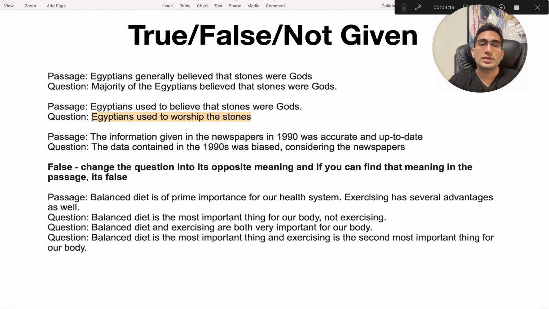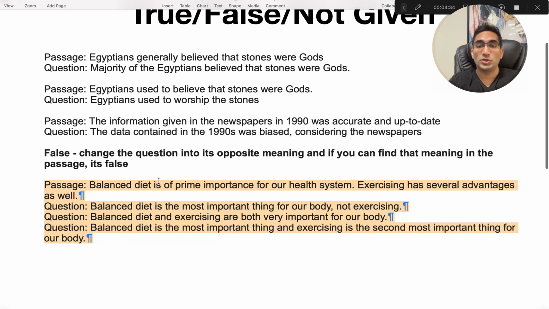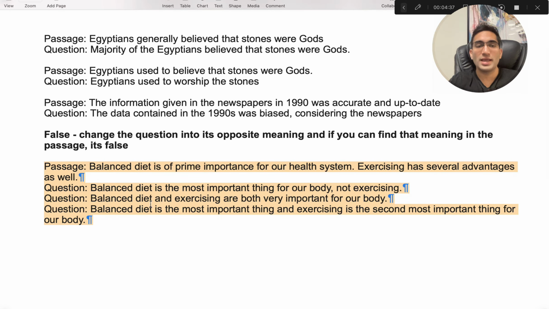Here the question says they used to worship. If the passage said they didn't worship, it would have been false. All right, so if it's not false, it's going to be not given. Of course, if it's true, you can tell. Now, this is very, very interesting. Now that you know the definition of false, you should not get this incorrect. There is one passage, and there are 3 questions based on this passage.